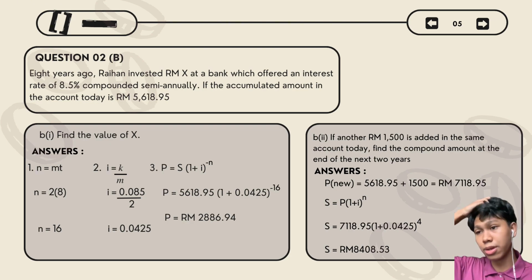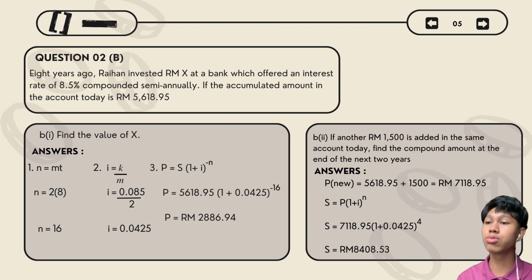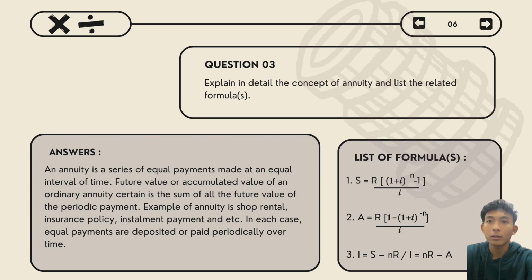7,118.95. The next step is S equals new P open bracket 1 plus i close bracket to the power of n. You get 7,118.95 open bracket 1 plus 0.0425 close bracket to the power of 4, and the final answer is 8,408.53 ringgit.